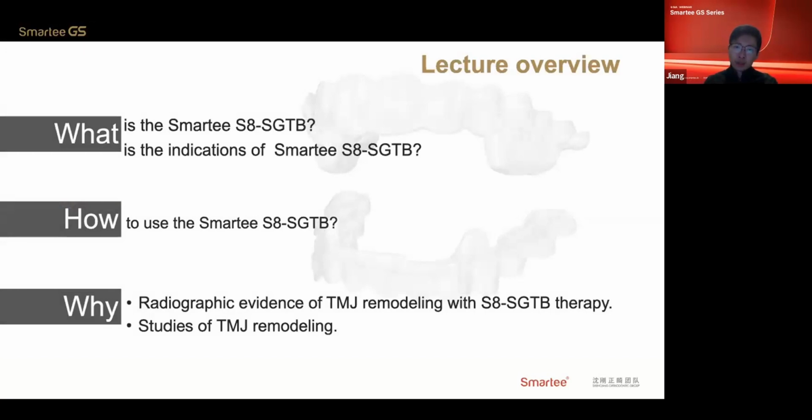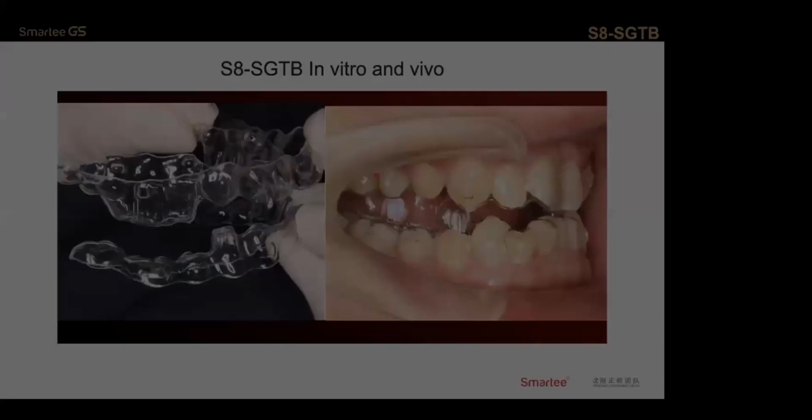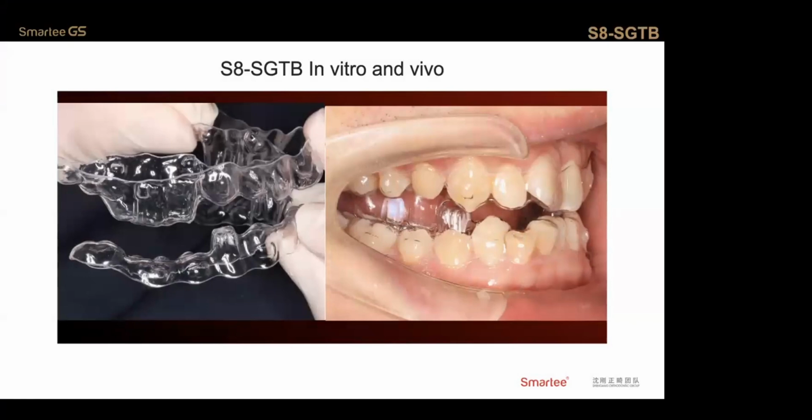So let's have an overview of today's lecture. We want to answer 3 questions: what, how, and why. What is S8 SGTB, and what is the indication of S8 SGTB? And the second question is how to use S8 SGTB. These are 2 photos of S8 SGTB, intraoral and in vivo. It is a combination of clear aligners and an orthopedic appliance, and it has many advantages. For example, it is comfortable, small in size, clear, and more adult acceptable. And also the biggest advantage is that it can do teeth movement.